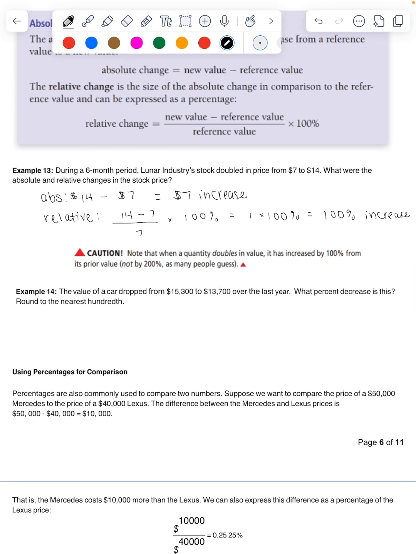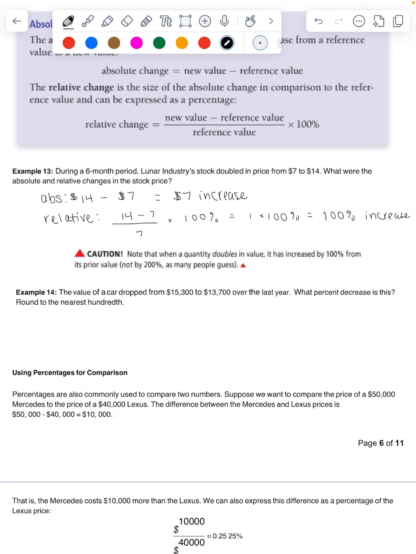If a car dropped from $15,300 in value to $13,700 in value over the last year, what percent decrease is this? So, rounding to the nearest hundredth, my new value is 13,700 minus my old value, divided by my old value, times 100%.